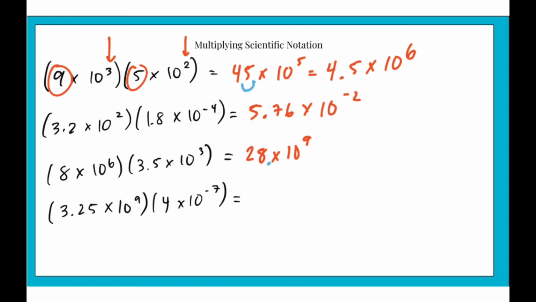Now, my decimal is at the very end. I need to move it 1 unit to the left, so I need to add to my exponent. So my actual equation is going to be 2.8 times 10 to the 10 power.